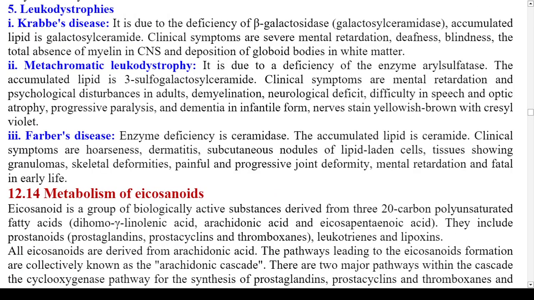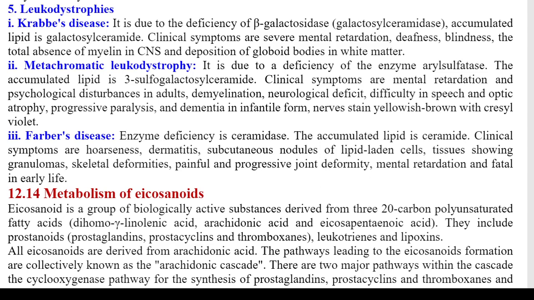5. Leukodystrophies. Krabbe disease. It is due to the deficiency of beta-galactosidase, galactosylceramidase. Accumulated lipid is galactosylceramide. Clinical symptoms are severe mental retardation, deafness, blindness, the total absence of myelin in CNS, and deposition of globoid bodies in white matter. 2. Metachromatic leukodystrophy. It is due to a deficiency of the enzyme arylsulfatase.